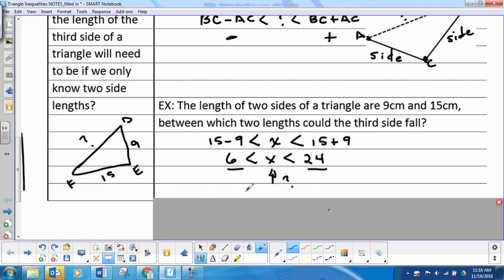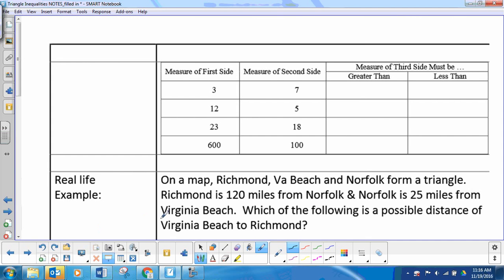All right, so you can flip over to the back side of your paper now, and you will see a couple of different measures. To start with, the measure of the first side is 3, the measure of the second side is 7. So we're trying to determine what the measure of the third side must be, somewhere in between those 2 values that we're going to determine given what they gave us. So it's 7 minus 3. We do the difference of the 2 to come up with the low end of our range, and then we add the 2 to determine the high end of the range.